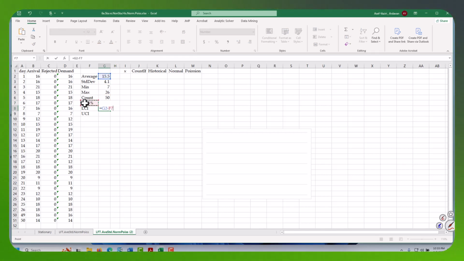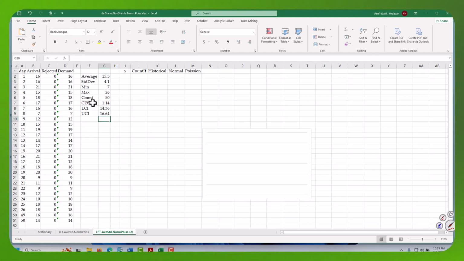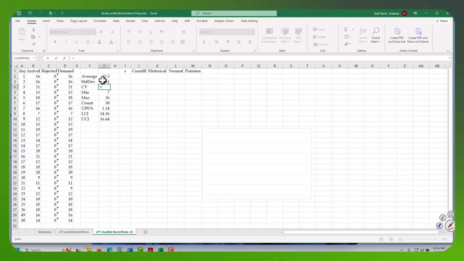Equal to average minus 95% margin, and equal to average plus 95% margin. Therefore, the average demand is 15.5, standard deviation 4. You may also include the coefficient of variation, which is equal to standard deviation divided by average.